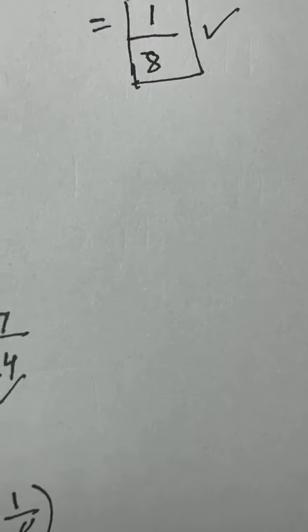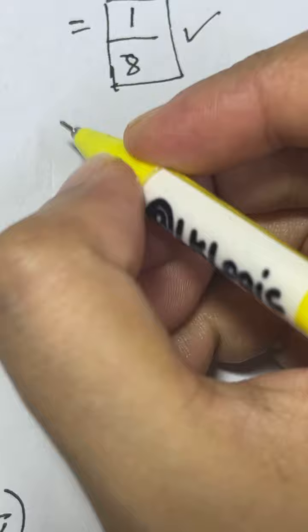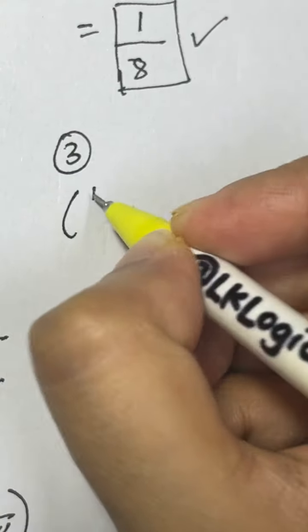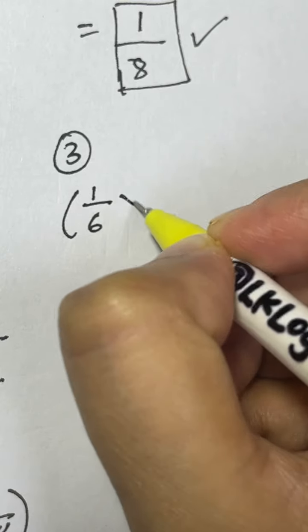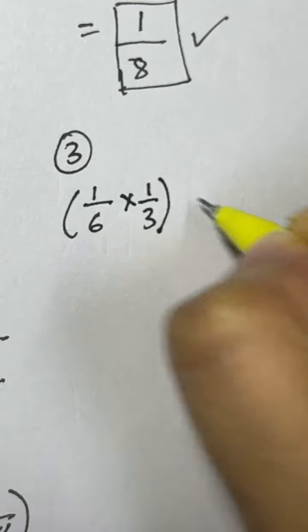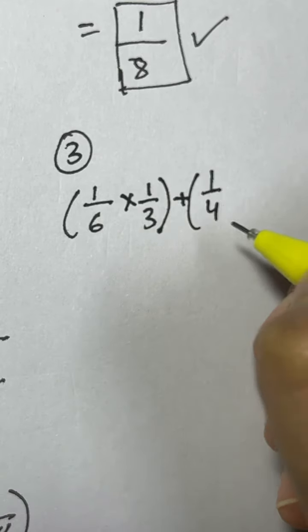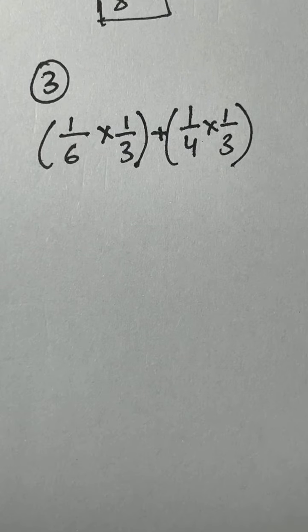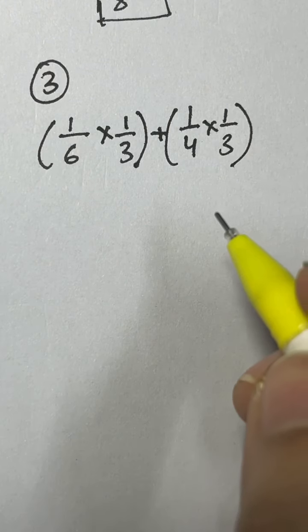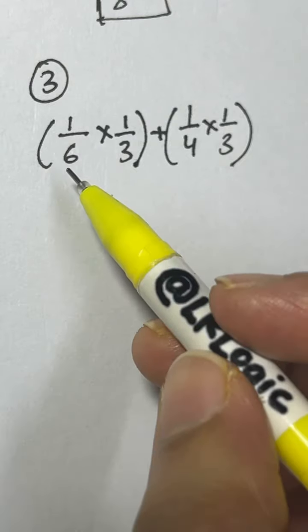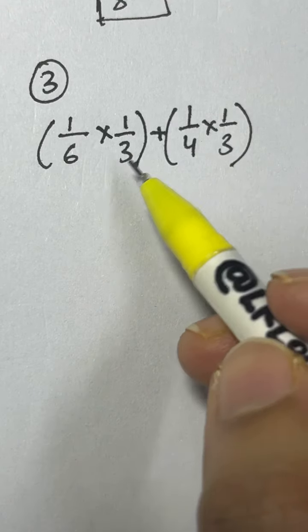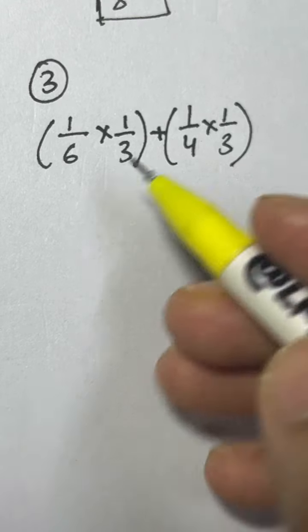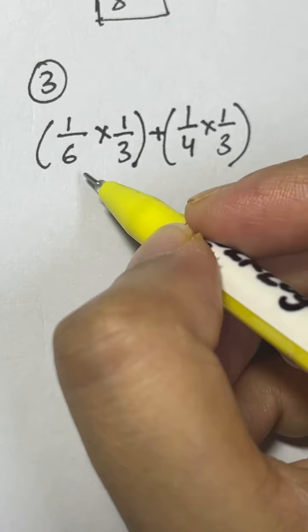Okay, let's try another question. So now we have question number 3. Question number 3 says if you have 1/6 times 1/3 plus 1/4 times 1/3. Okay, so there's multiplication first according to PEMDAS or BODMAS. We are going to solve the parenthesis first and then exponents, multiplications and divisions, and then additions and subtractions. So now here we are going to solve this parenthesis first.